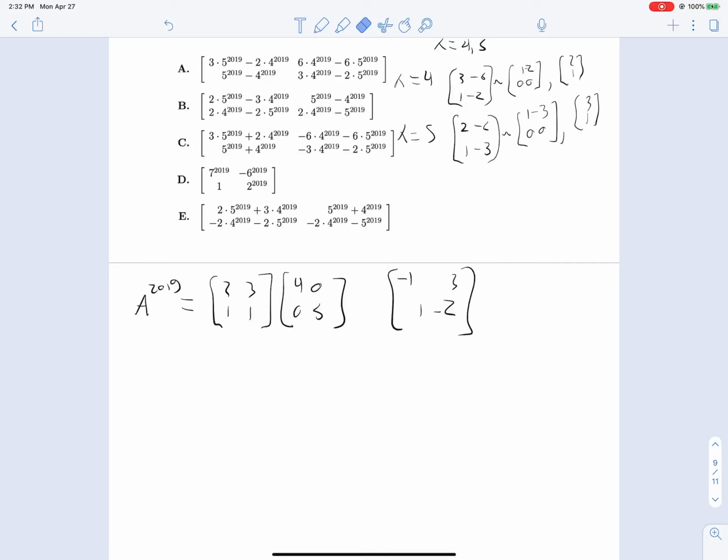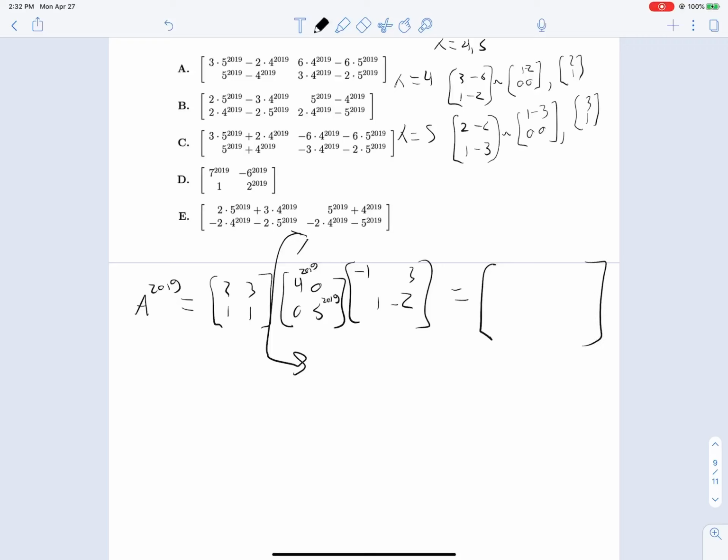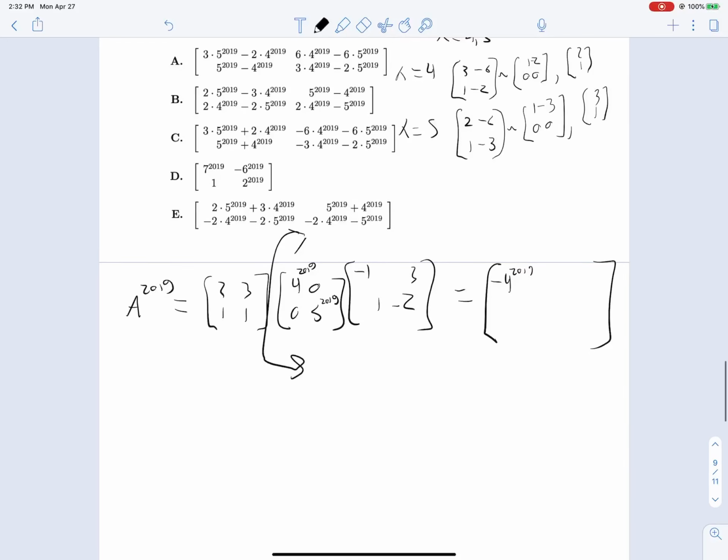Let's compute this. Let's factor this in. We get a 2019 power on both of those, and let's compute these last two to see what we get. We will have a 2 by 2 matrix with entries minus 4 to the 2019, 5 to the 2019, 3 times 4 to the 2019, and minus 2 times 5 to the 2019.